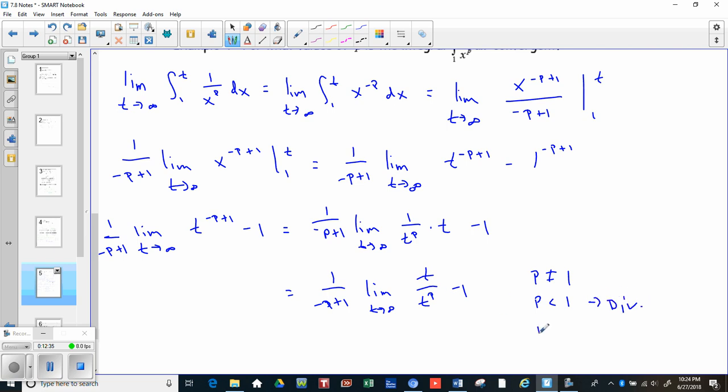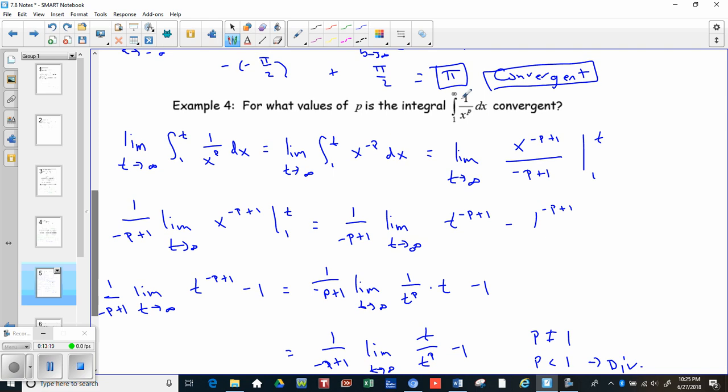If p, however, is greater than 1, well, now maybe we're talking about p being 2. So now I'd have t over t squared. Anytime the denominator has a greater power than the numerator, this whole thing is going to go to 0 as t approaches infinity. So this whole thing right here would go to 0. 0 minus 1 is negative 1. And then negative 1 times whatever's out here is just going to give me some kind of another constant. So anytime that p is greater than 1, this would be a convergent integral.